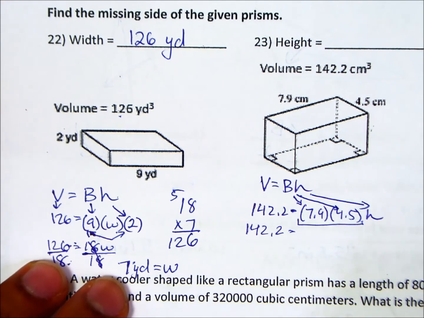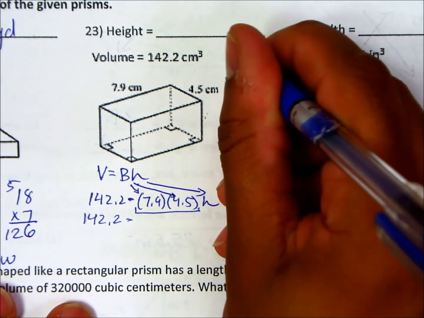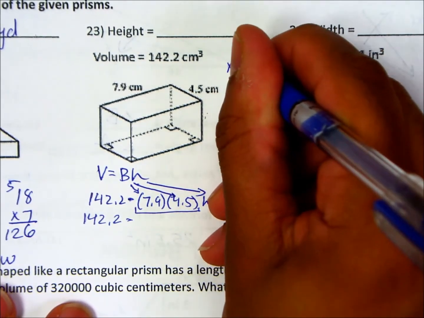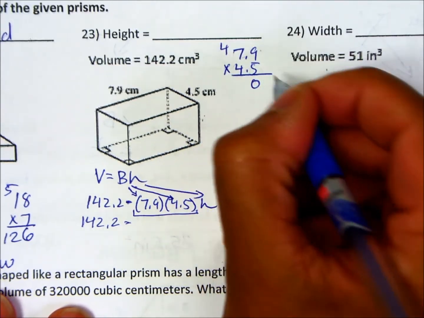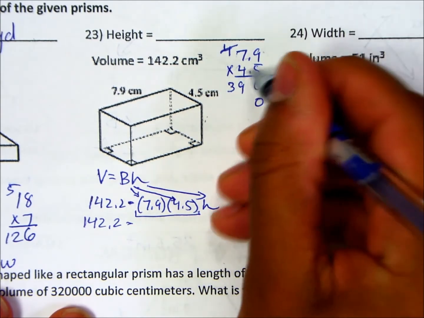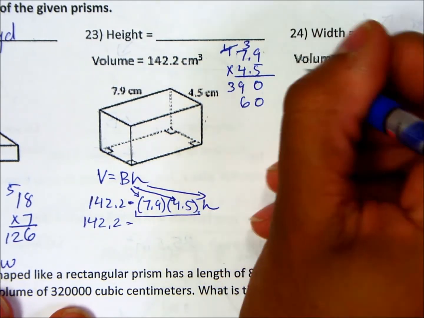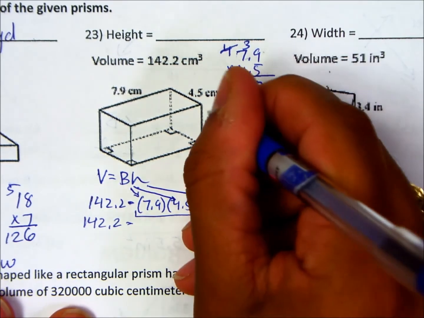Multiply 7.9 and 4.5. Now when we multiply these two, I got 7.9 times 4.5. 9 times 5 is 40, carry your 4. 35 plus 4 is 39. Bring down this placeholder. 9 times 4 is 36, carry your 3. 7 times 4 is 28, plus 3 is 31.